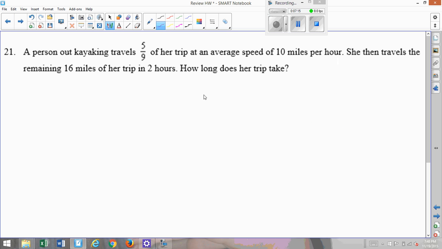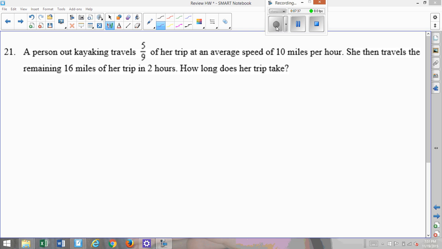Last but not least, a person is out kayaking, travels 5/9 of her trip at an average speed of 10 miles per hour. She then travels the remaining 16 miles of her trip in 2 hours. How long does her trip take?